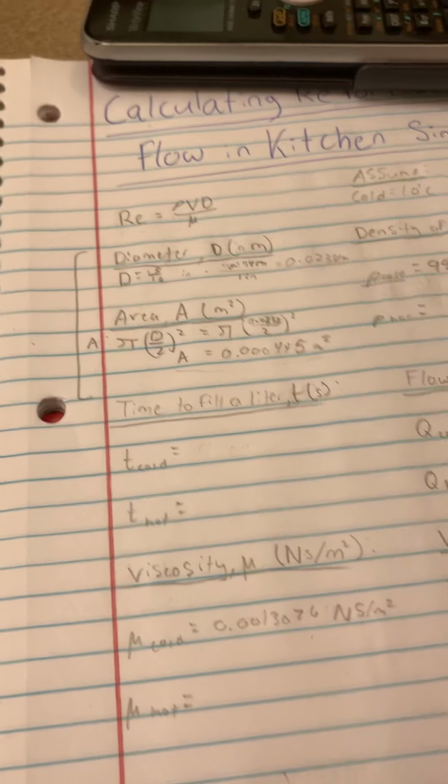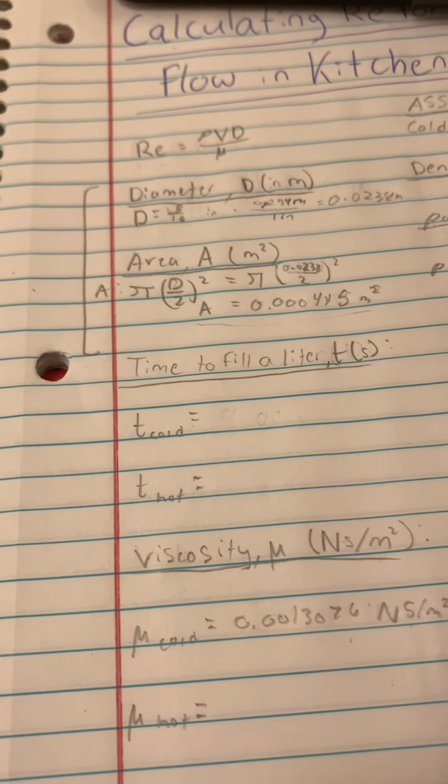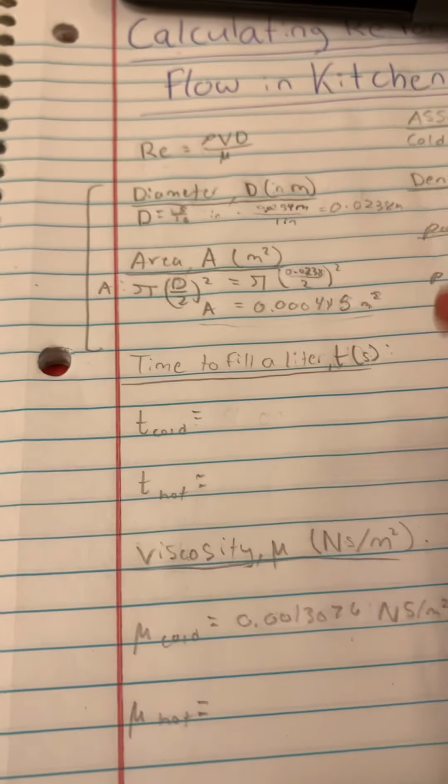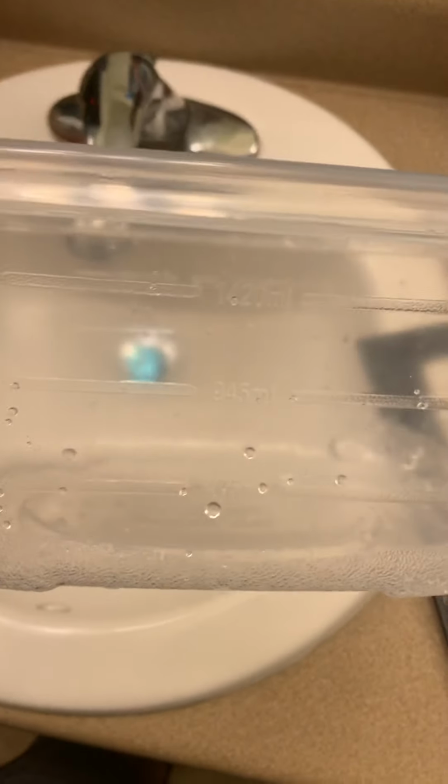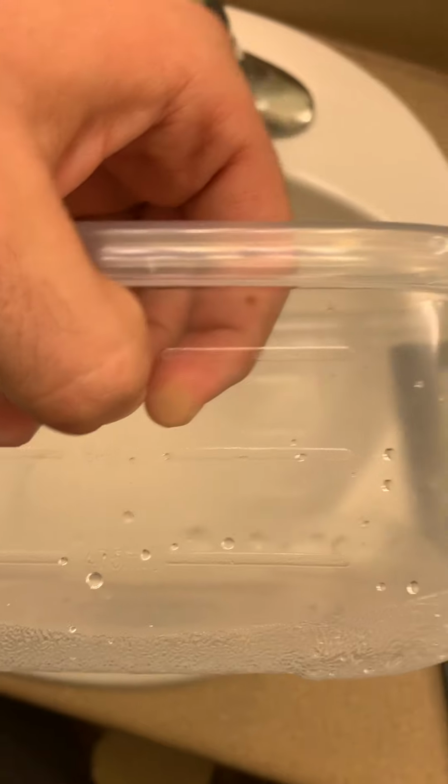Then we need to find the time it takes to fill a 1 liter container with water at 10 degrees Celsius. Our container is going to be this little Tupperware here, and you see that it's marked at 945 milliliters. 1 liter is actually 1,000 milliliters, so we're just going to estimate it's just above, about where the tip of my thumb is. We're going to fill up there and time it.